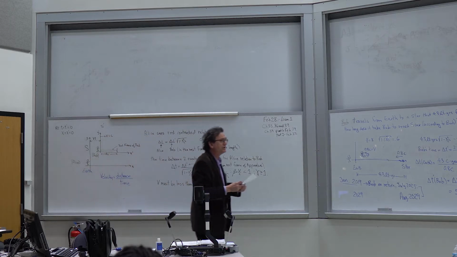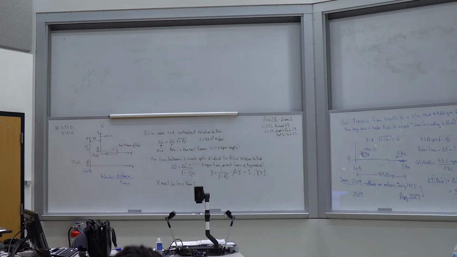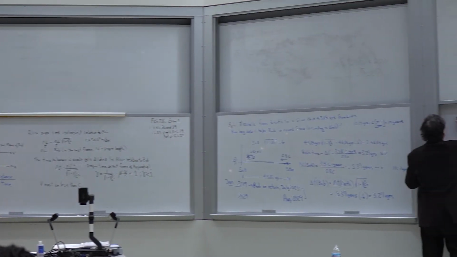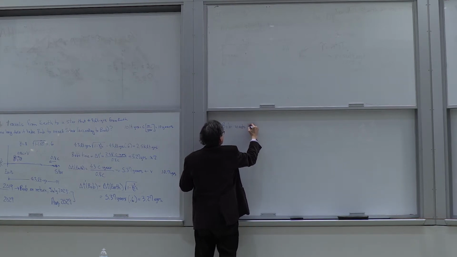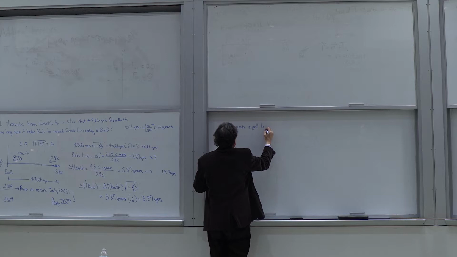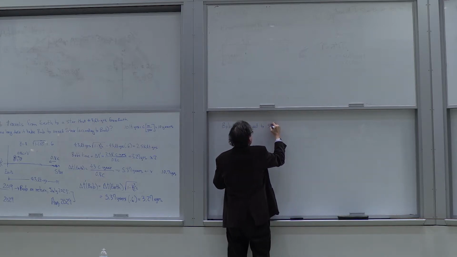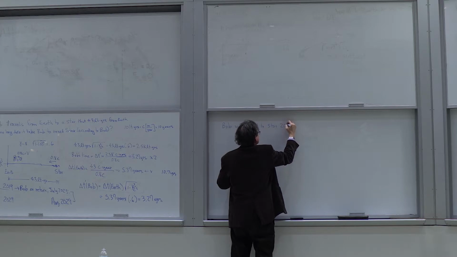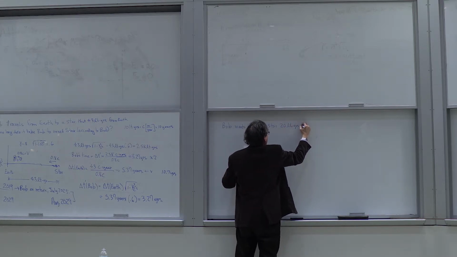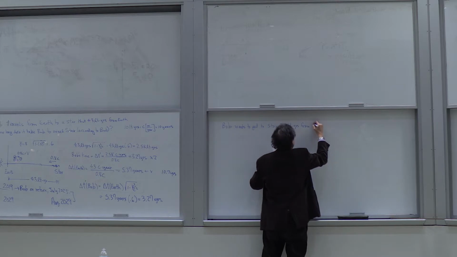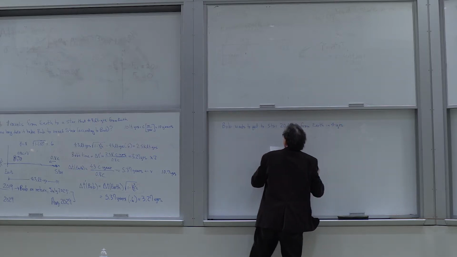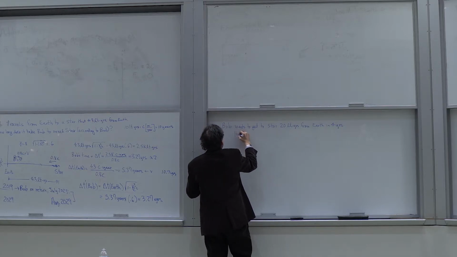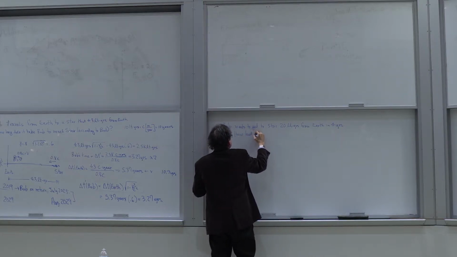Okay, so the problem that we're going to look at is, let's say that now Bob wants to get to a star 20 light years from Earth. And he wants to do it in 4 years. Okay. How fast must he travel?